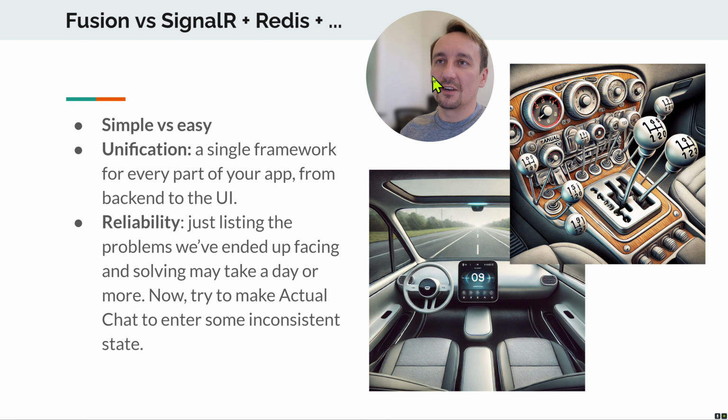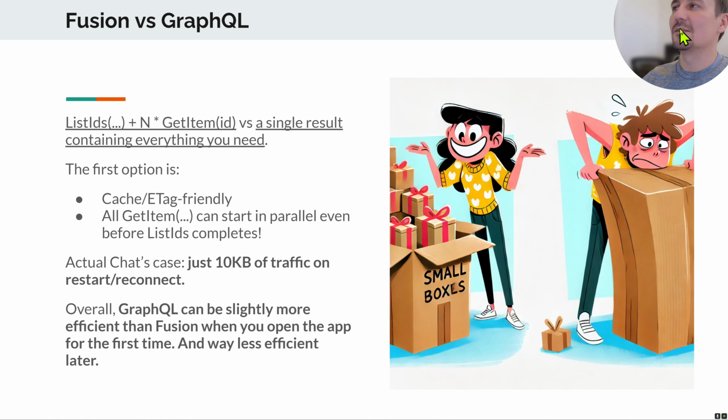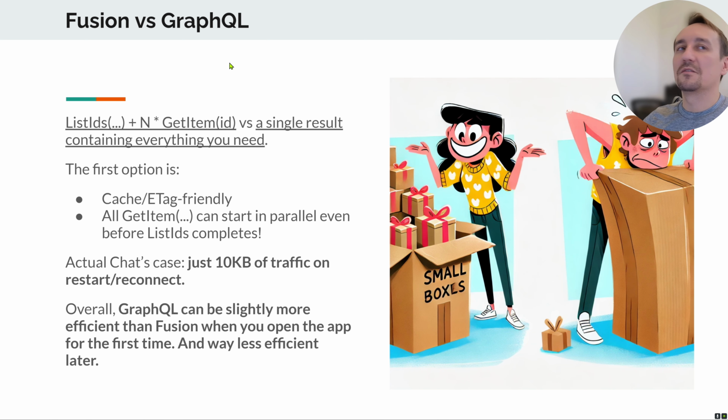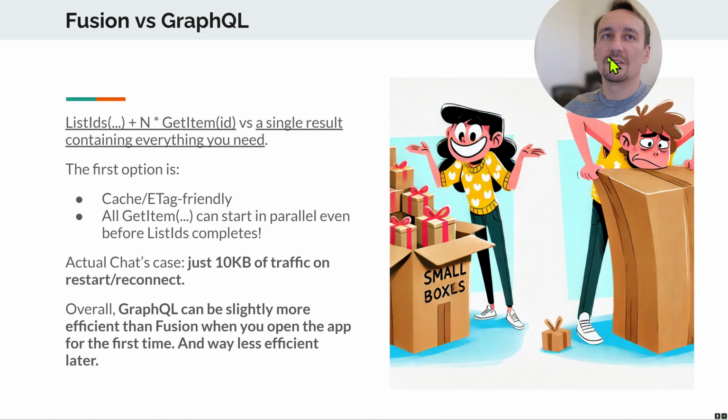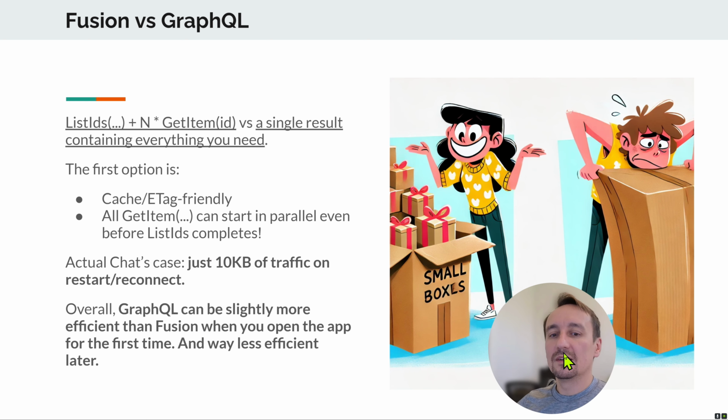So I think the picture here shows that yeah, you can drive a manual transmission, but who does it nowadays? And I think one interesting case is GraphQL and similar protocols, because at least the perception is that they can help you solve the same problem. Well, the harsh truth is that not quite.